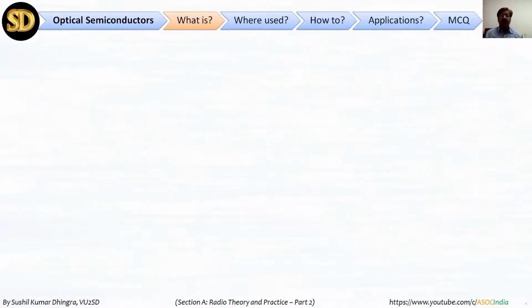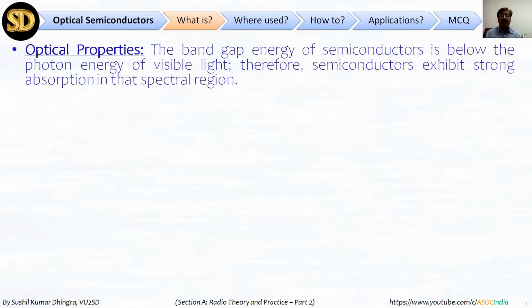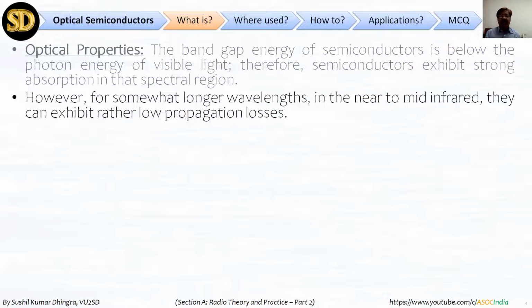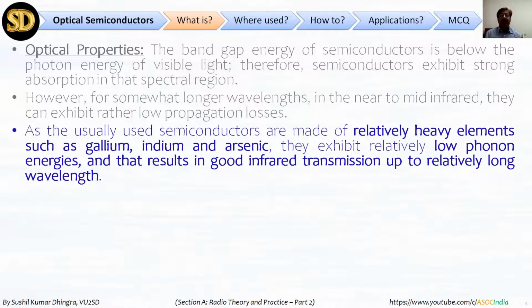Coming to the next, what is the optical property? First of all, this kind of semiconductor has some optical properties. They have band gap energies, which I will explain in further slides so that you can understand. Somewhat longer wavelength. Wavelength is a parameter defined for our radio frequency, and here the wavelength goes narrow, even to the nano level. Then in the mid range, some infrared light is coming. They can exhibit this property. Low propagation losses are there, and they are very useful.